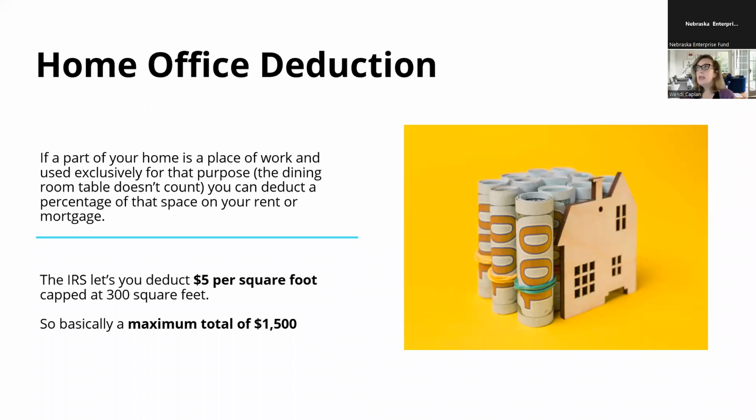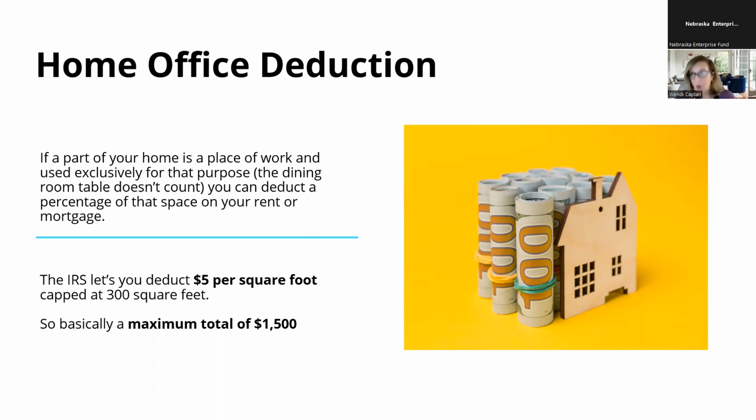And if you are working at your dining room table, that doesn't count. But I talk to people that live in small apartments, and they have taken 50 square feet of their apartment that happens to be in their dining room, but that space is allocated for business. So they're able to write off that 50 square feet. So that's your home office deduction.